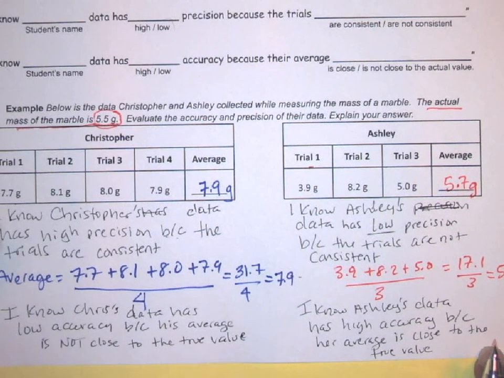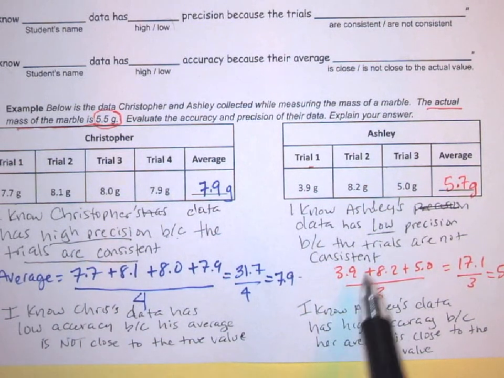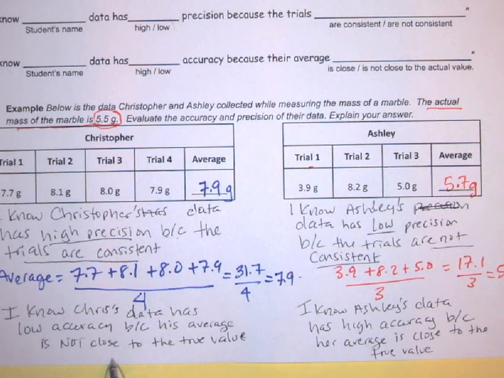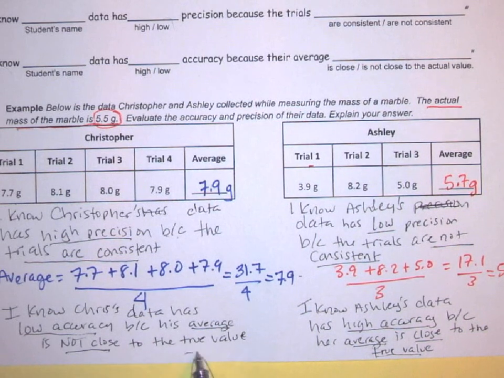Okay. All right, so I hope you found this video helpful. So remember, for high precision, we have consistent trials. With low precision, the trials are not consistent. For high accuracy, the average is close to the true value. And when it's low accuracy, the average is not close to the true value.